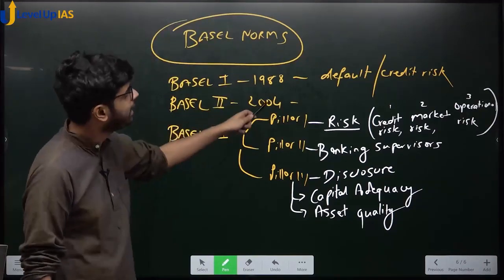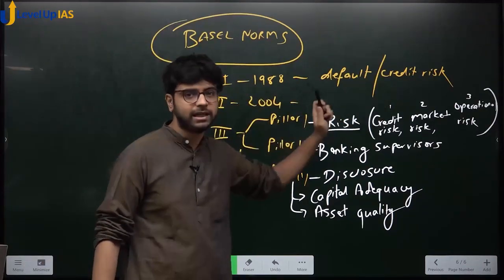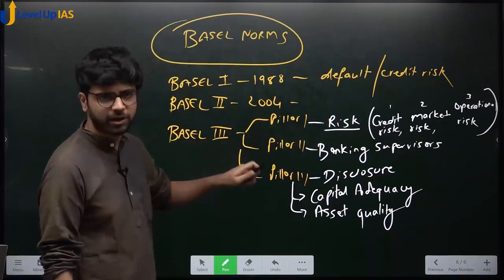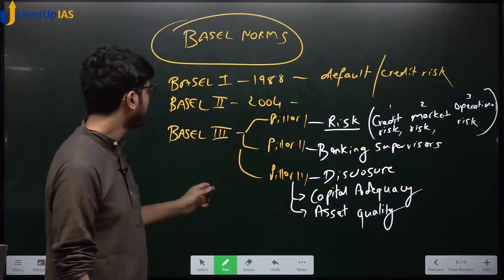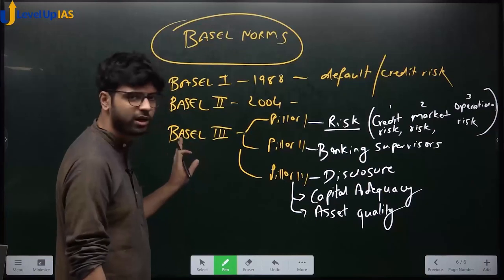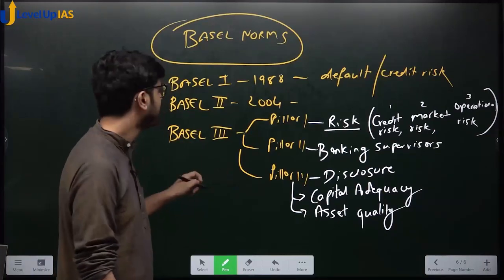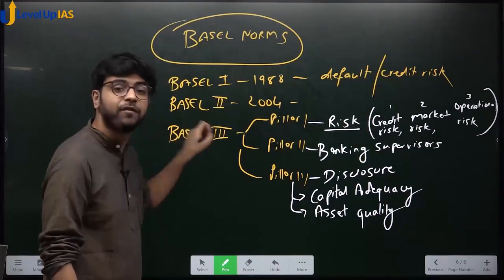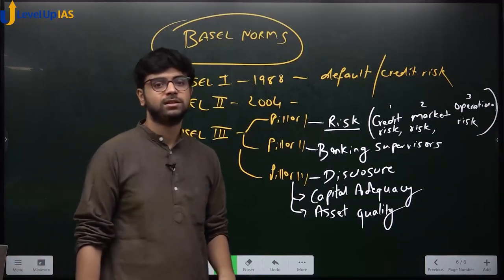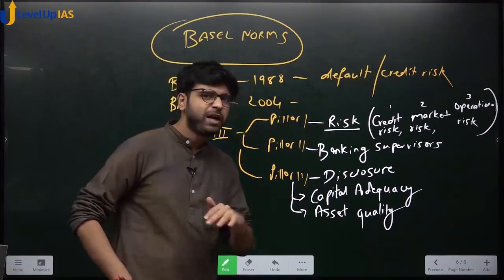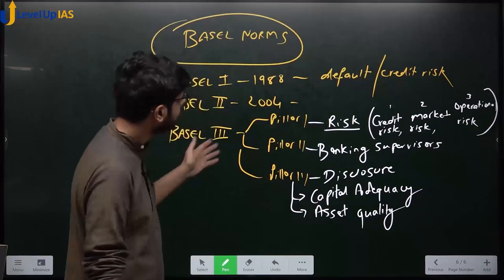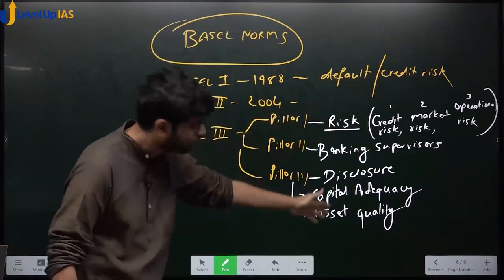Basel 1, 1988, covers default or credit risk. Basel 2, 2004, is not important. Basel 3 is more important, it came around 2009-10, I am not sure. This came after the global economic recession. Banks failed miserably. That is why we said that only this is not important. We have to take care of all these things.